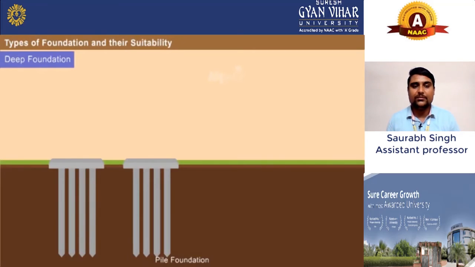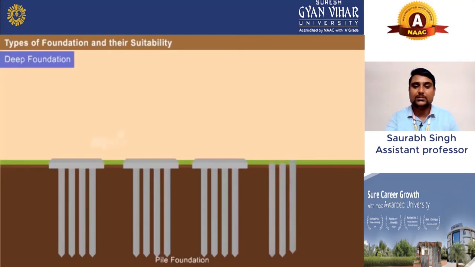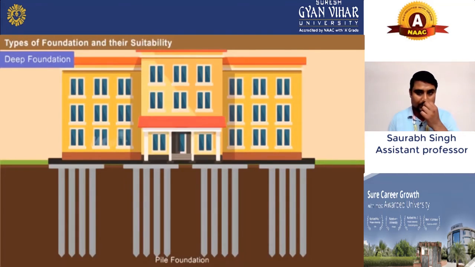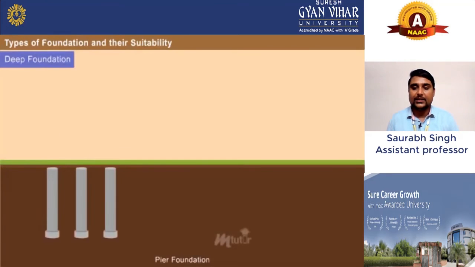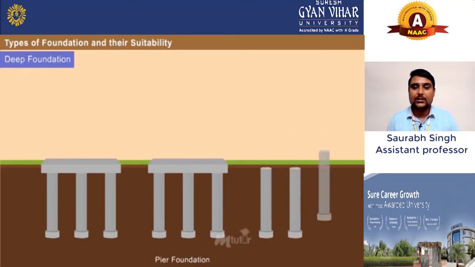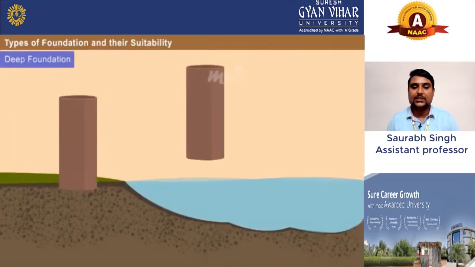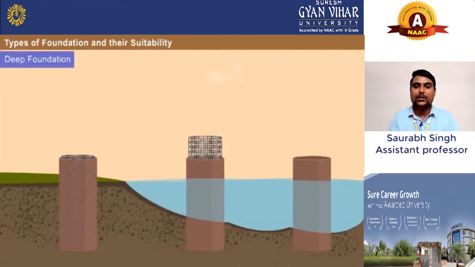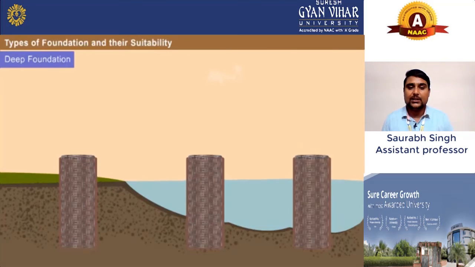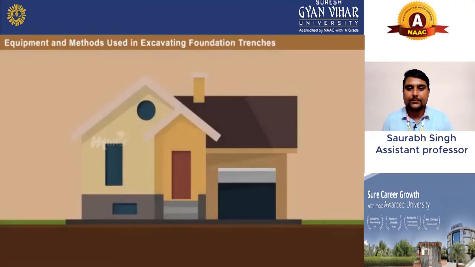This is your pile foundation. This is how it works on the ground. As you can see in the image, there are 4 pile foundations, and they are holding the weight of your structure. And now you will see how the pier foundation works. As you can see, there are 3 pier foundations, and they are holding the load of the whole structure. And now we will see the pier foundation. This kind of foundation can also be made on the river.